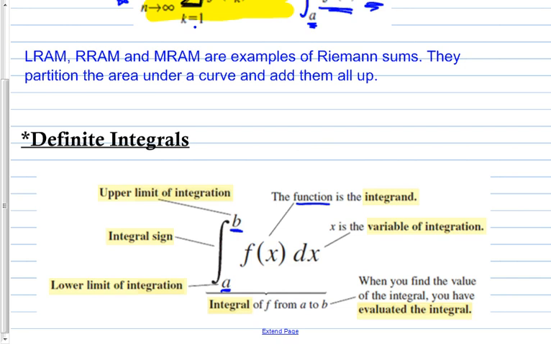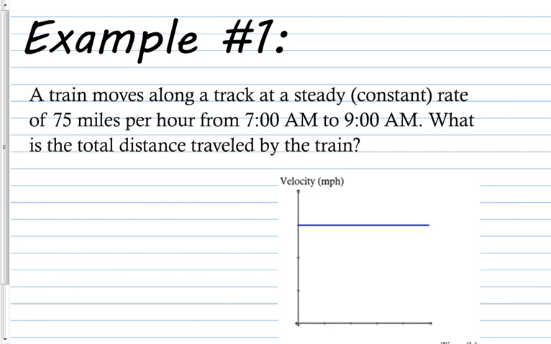All right, example 1. We're going to revisit the train problem. The train moves along a track at a steady constant rate of 75 miles per hour from 7 to 9. What is the total distance traveled by the train? The only reason I want to revisit this is because I want to show you that this can be rewritten, not only just to find the area under the graph or under the straight line there, but it can be written as an integral. So this is the integral notation, from a to b of my function with respect to x.